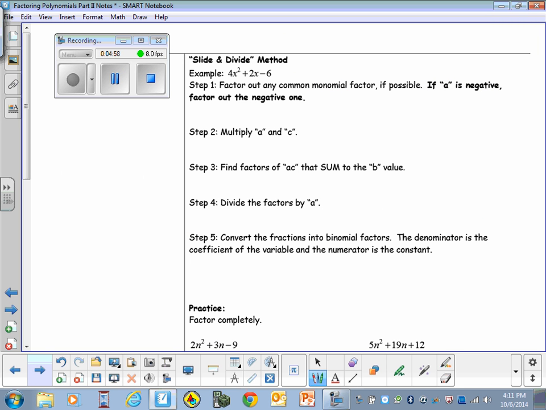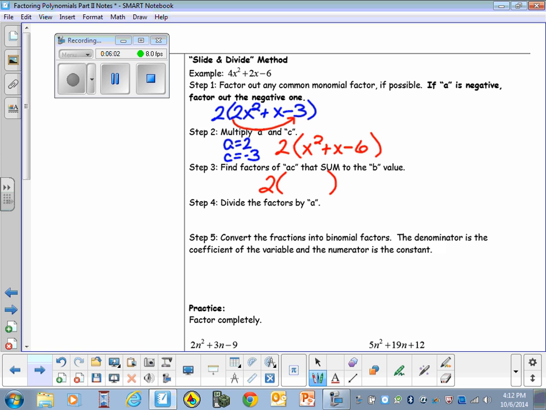Before we go into slide and divide as a method for factoring polynomials, this is a method you only use when a is greater than 1. First off, we have to factor out any common monomials. And if a is negative, we have to pull out a -1. So in this case, I can factor out a 2, leaving me with 2x squared plus x minus 3. I want to multiply a and c. a equals 2, c equals -3. So a times c will be -6. And one of the things that I do with this is the slide in slide and divide. So I have 2 times x squared plus x minus 6. I want to find the factors of -6 that will add up to 1.